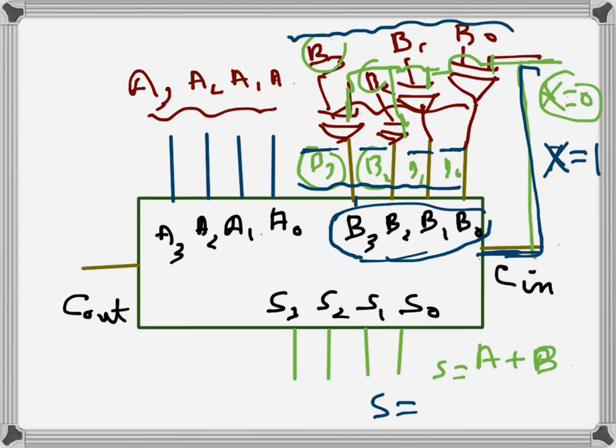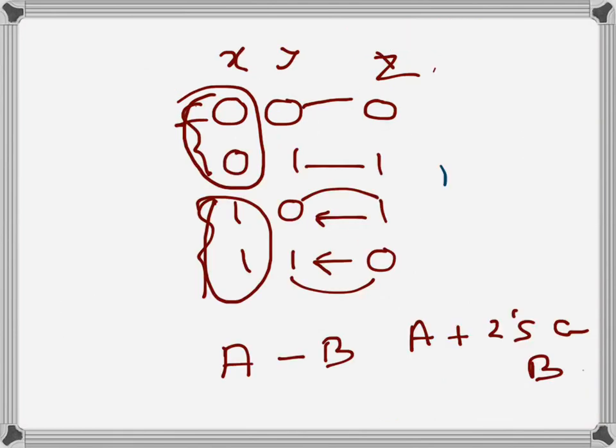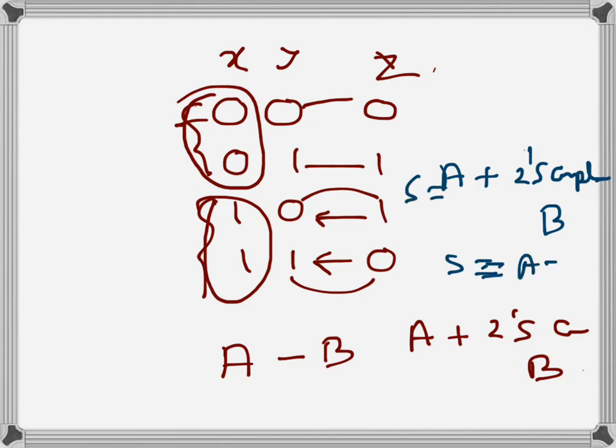So what we get is A plus 1's complement of B, plus 1, that is 2's complement of B. So we are getting A plus 2's complement of B. So S is becoming A plus 2's complement of B. That means S is equal to A minus B.